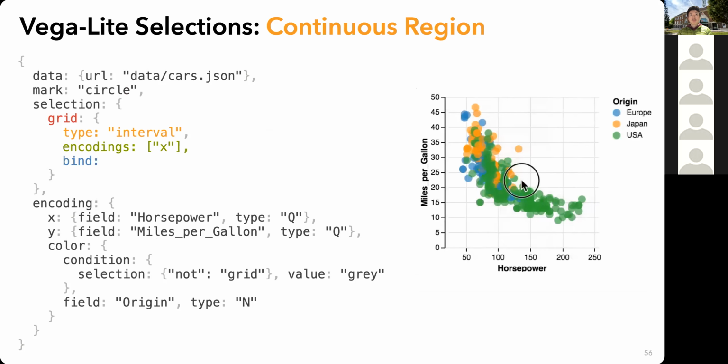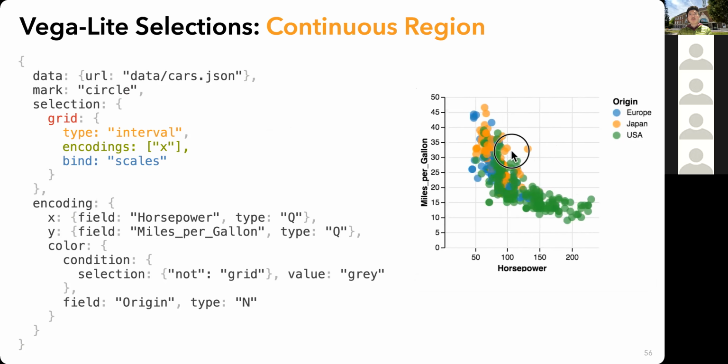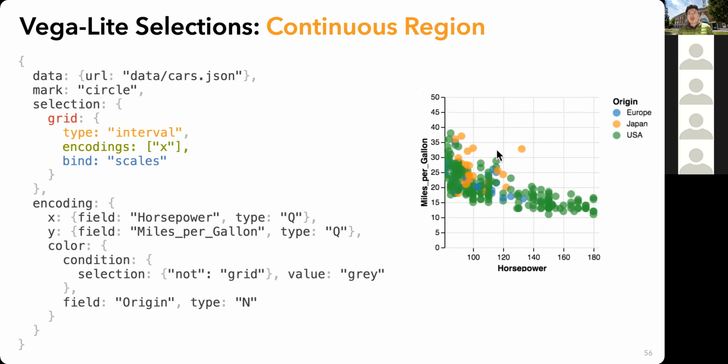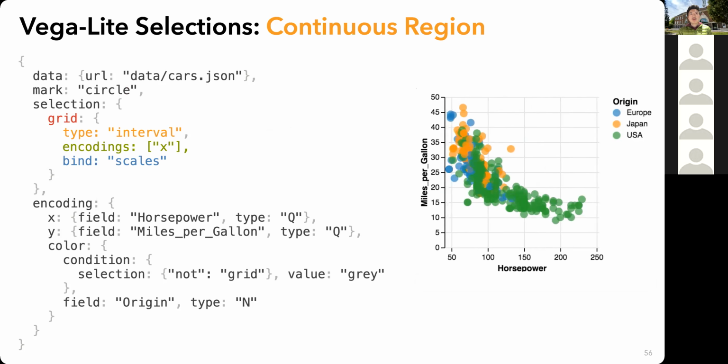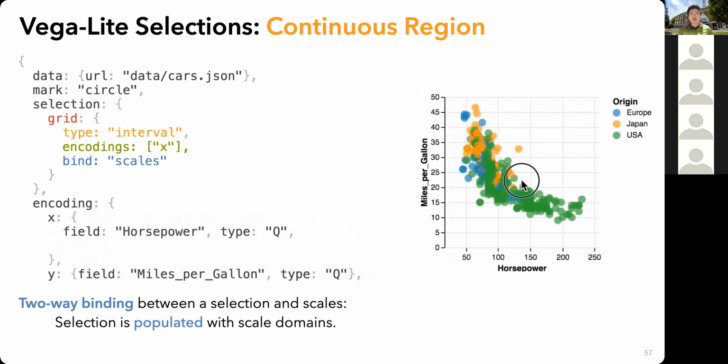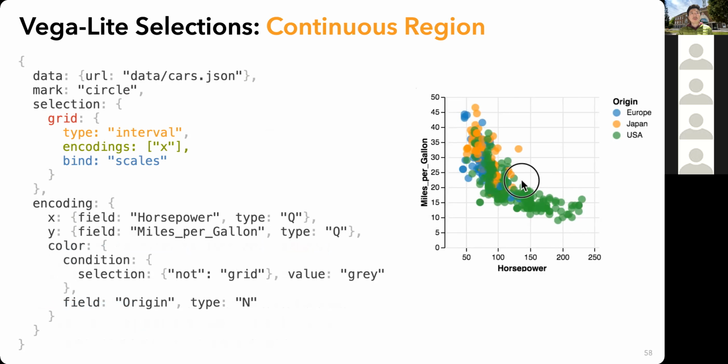And you can also bind this into scales. And when you bind that into scales, you're not moving the visualization anymore, you are moving the scales. Which can be a little bit weird, but sometimes it's actually a useful thing to do.